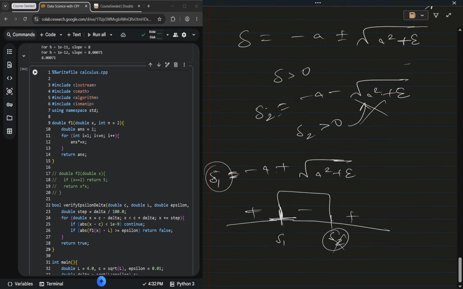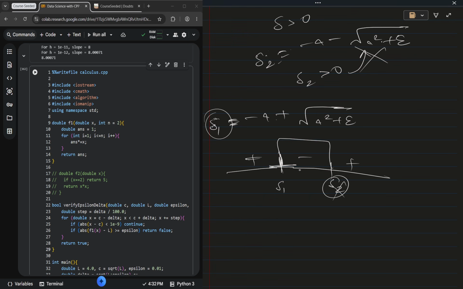Then what do we have left? We are left with this final stuff, delta 1. So basically delta 1 is... sorry, not delta 1. Delta has to be greater than this, your delta 1. So you can just write it is greater than minus a plus under root of a square plus epsilon.